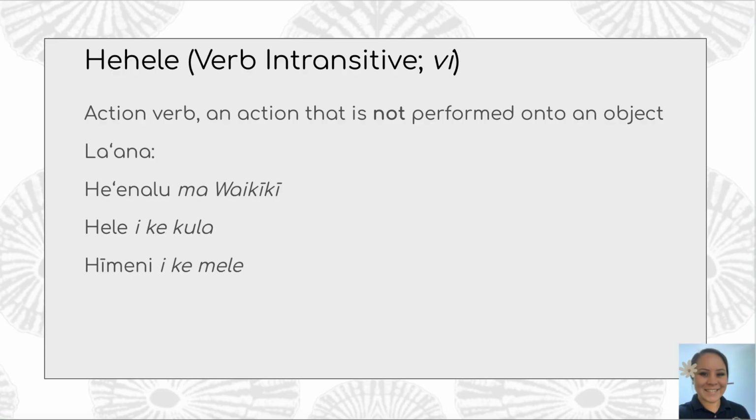Again, an action that is not performed onto an object. So, using the hehele he'e nalu, we can say he'e nalu ma Waikīkī or surf at Waikīkī, or he'e nalu au ma Waikīkī, I surf at Waikīkī. You can say hele i ke kula, yeah, go to school, or himeni i ke mele, sing the song. So again, an action that is not performed onto an object. This is our verb intransitive, our hehele words.